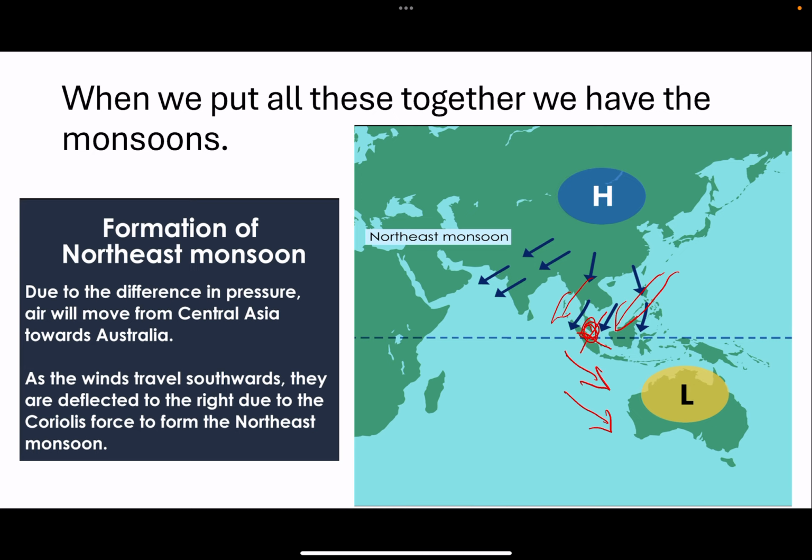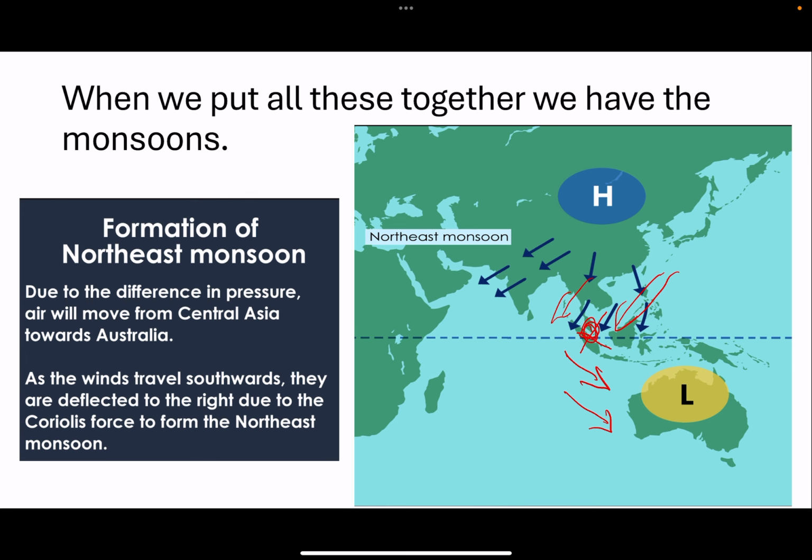So where we are in Singapore, what do we experience? We experience the northeast monsoon. We call this the northeast monsoon because it's coming from the northeast direction. However, with the Coriolis effect, when it crosses the equator, it makes a full deflection, and then it arrives in Australia as the northwest monsoon. So technically, this is the same monsoon. Depending on where you are, it's called different names.